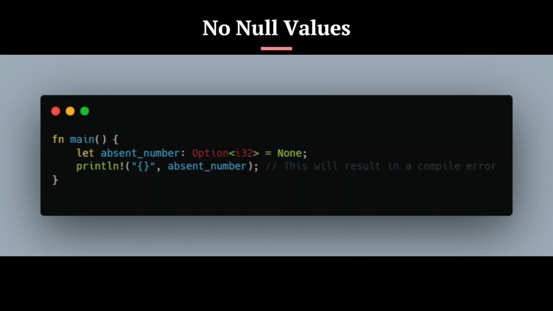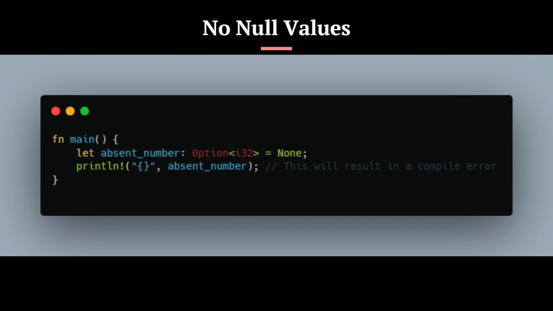Null values can be the source of many bugs in programming languages. Rust does not have null values. Instead, it has an Option type to represent values that might be absent. This forces you to write code that explicitly handles the case when a value might be missing. In this example, absent_number is of type Option and is set to None, meaning it doesn't hold any value.